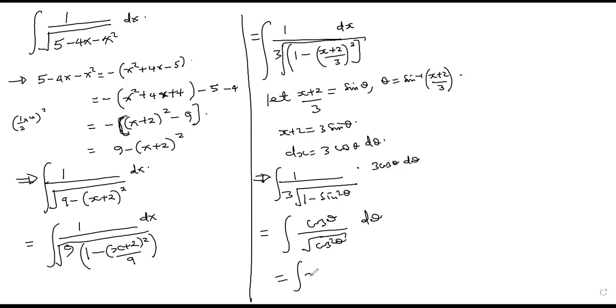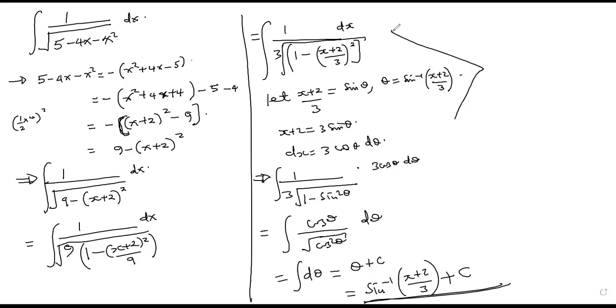So this is going to become theta plus a constant. But theta is sine inverse of x plus 2 over 3. So this will become sine inverse of x plus 2 over 3, then plus a constant of integration.